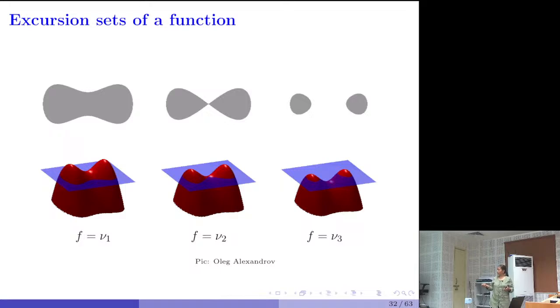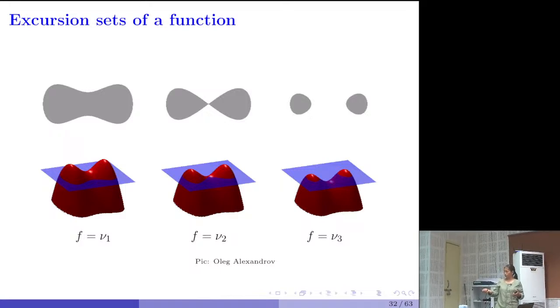Let's just imagine some function, this red color is the function, this is a picture on Wikipedia, you can find it. So some function on the xy plane, where the z-axis is the function value. Let me decide on some value, nu one, of the function, and I will include points on the xy plane where the function has values above that chosen level. Then I look at the subset of space where the function has values above. If I look at it from above, it will look something like this.